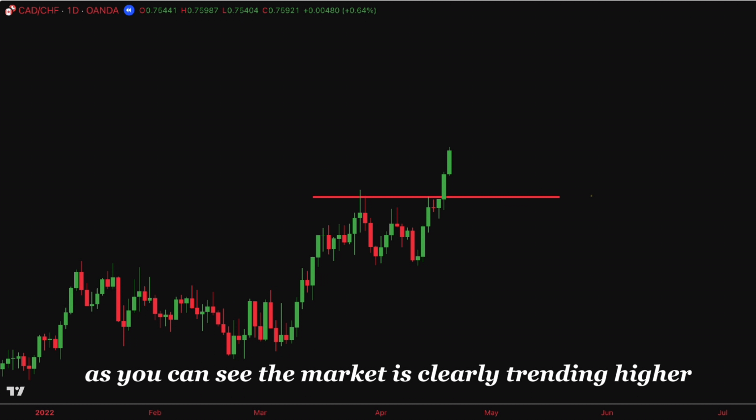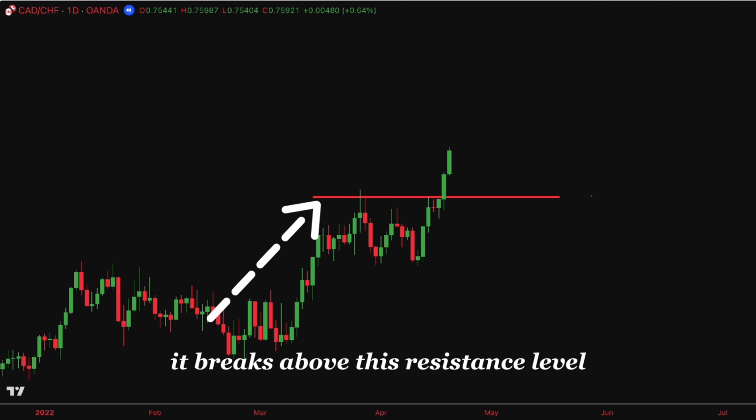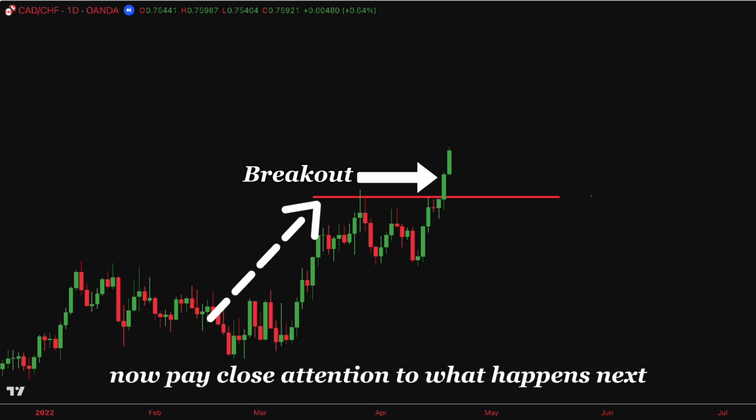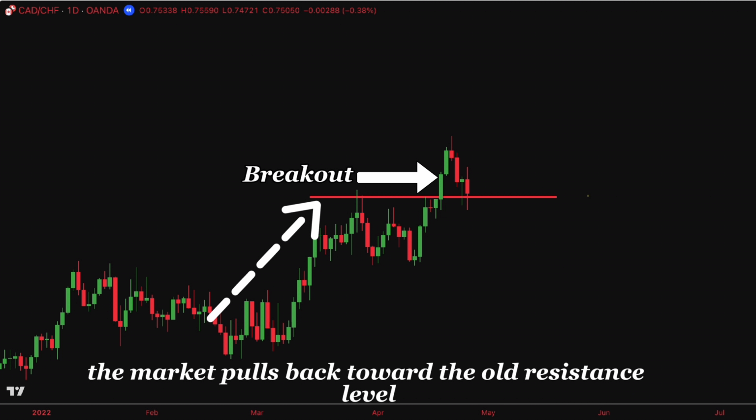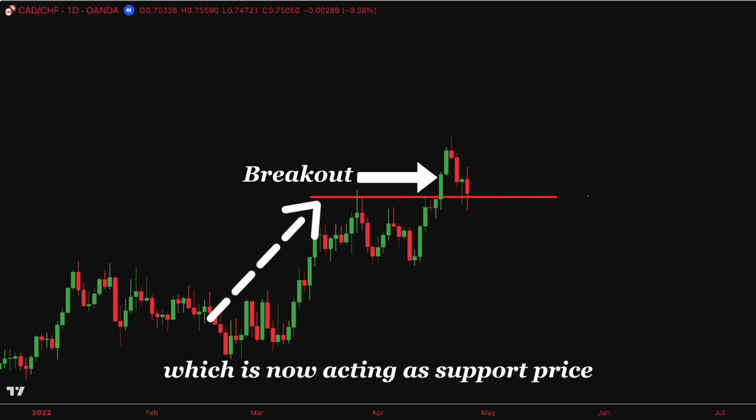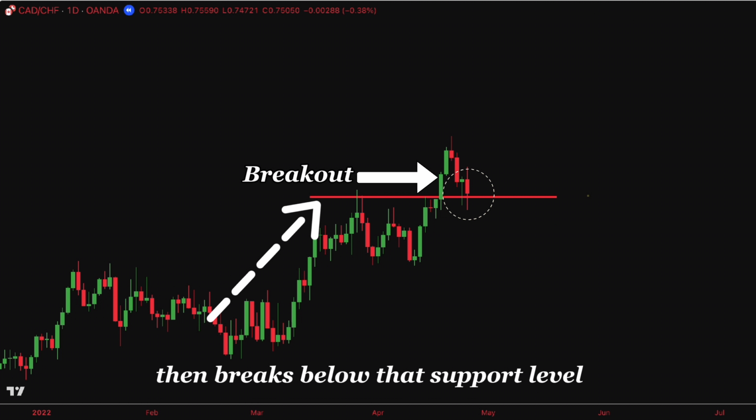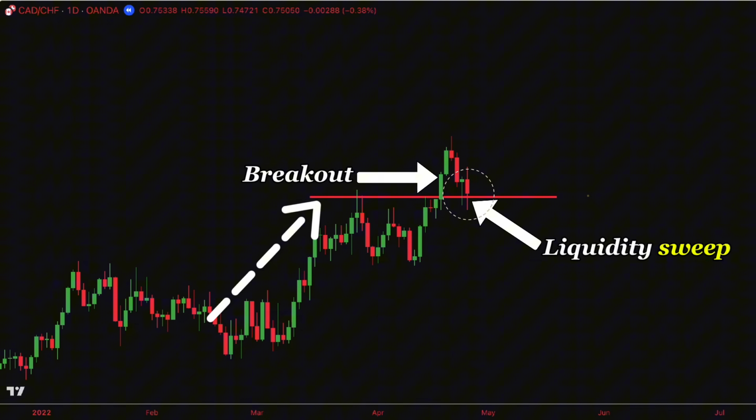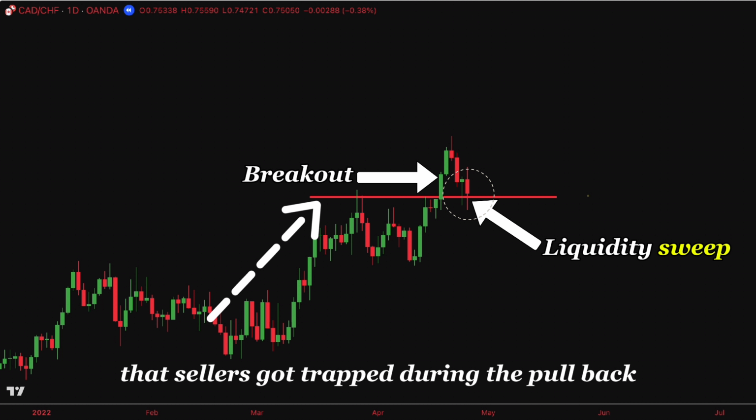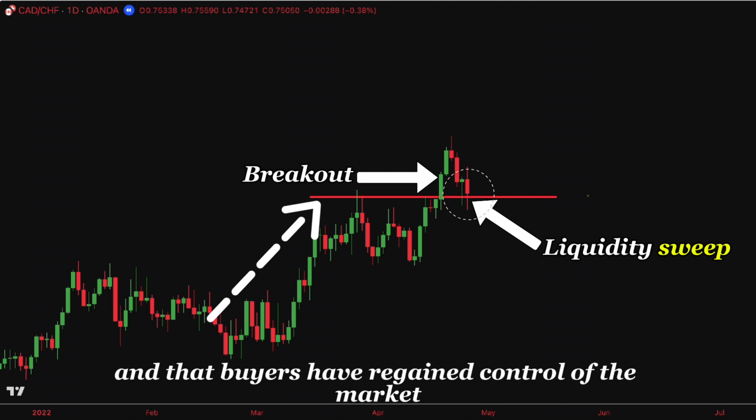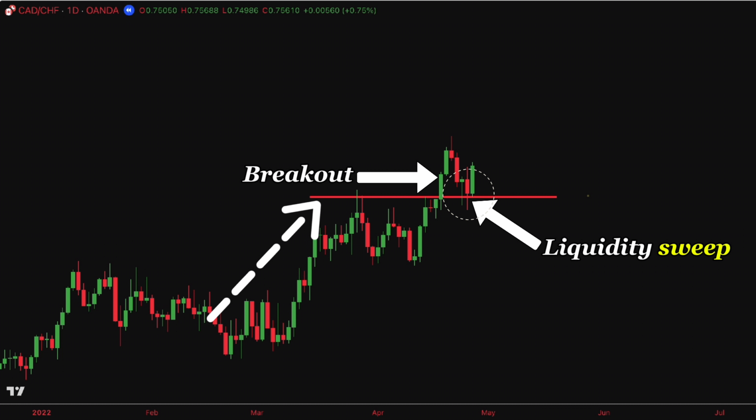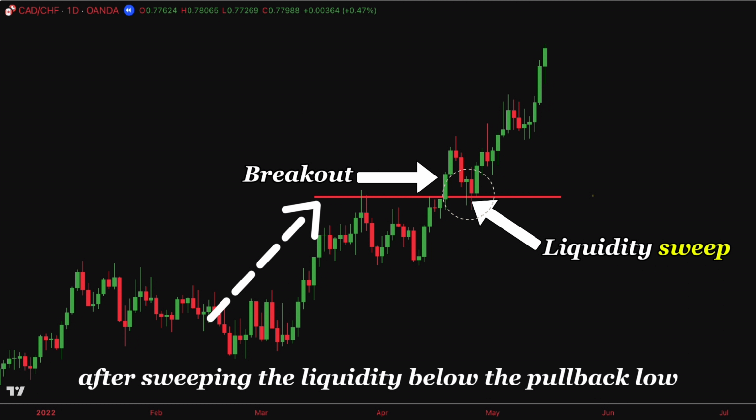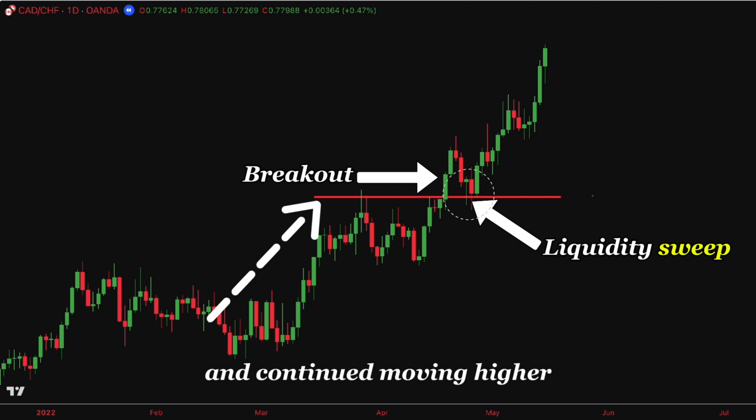As you can see, the market is clearly trending higher. It breaks above this resistance level and continues to the upside. Now pay close attention to what happens next. The market pulls back toward the old resistance level, which is now acting as support. Price then breaks below that support level but quickly closes back above it, forming a bullish internal liquidity sweep. This move indicates that sellers got trapped during the pullback and that buyers have regained control of the market. Look at what happened next. After sweeping the liquidity below the pullback low, the market resumed its uptrend and continued moving higher.